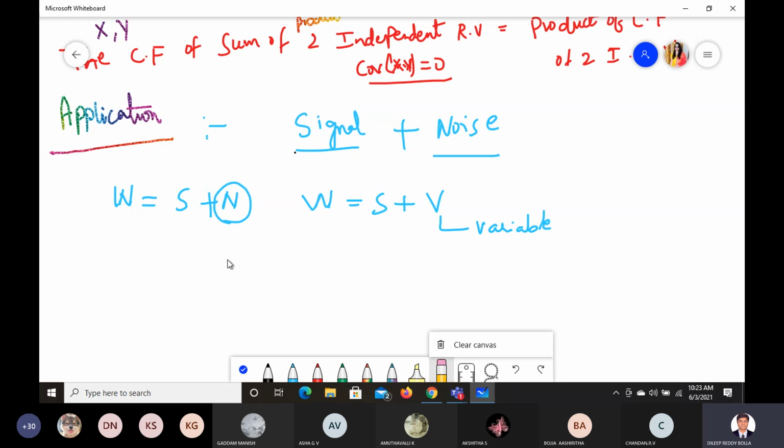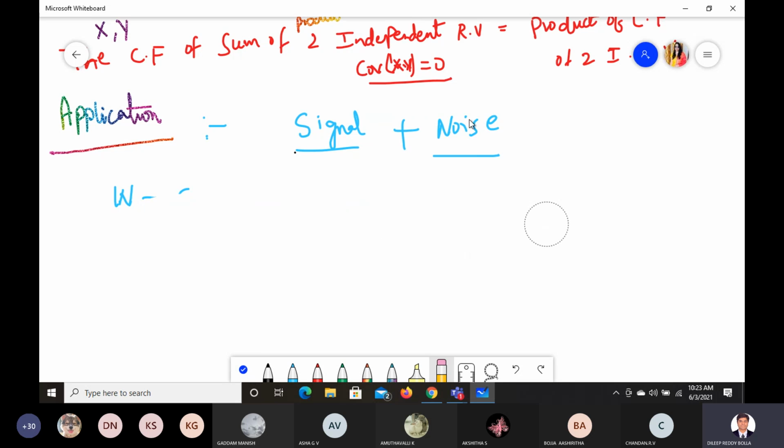Okay, now let us see this in a different perspective. Let us try to understand. Once we see the application, we can move on to the next topic if you don't have any doubts in this.